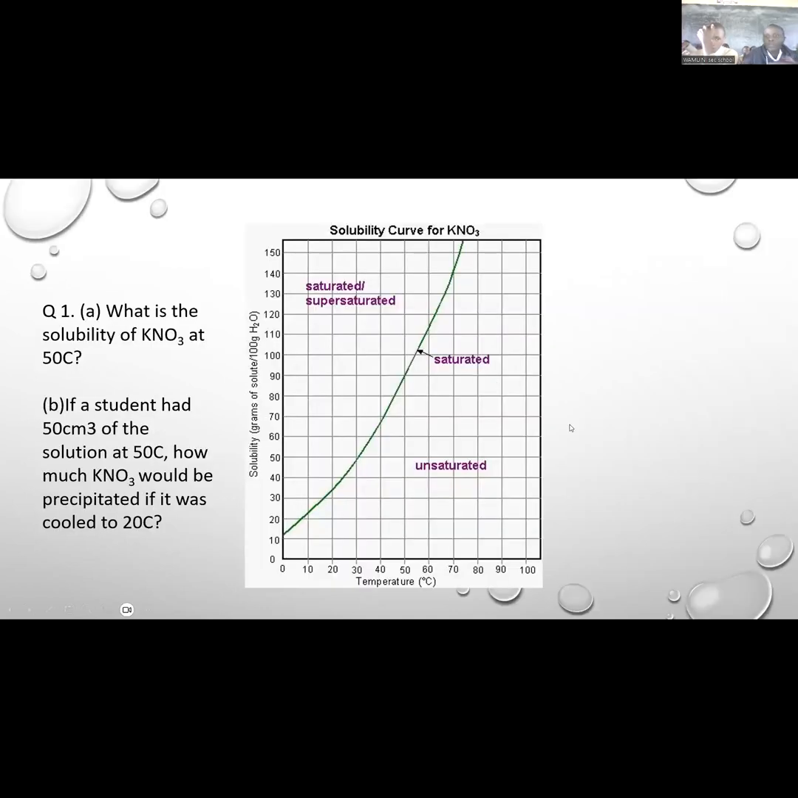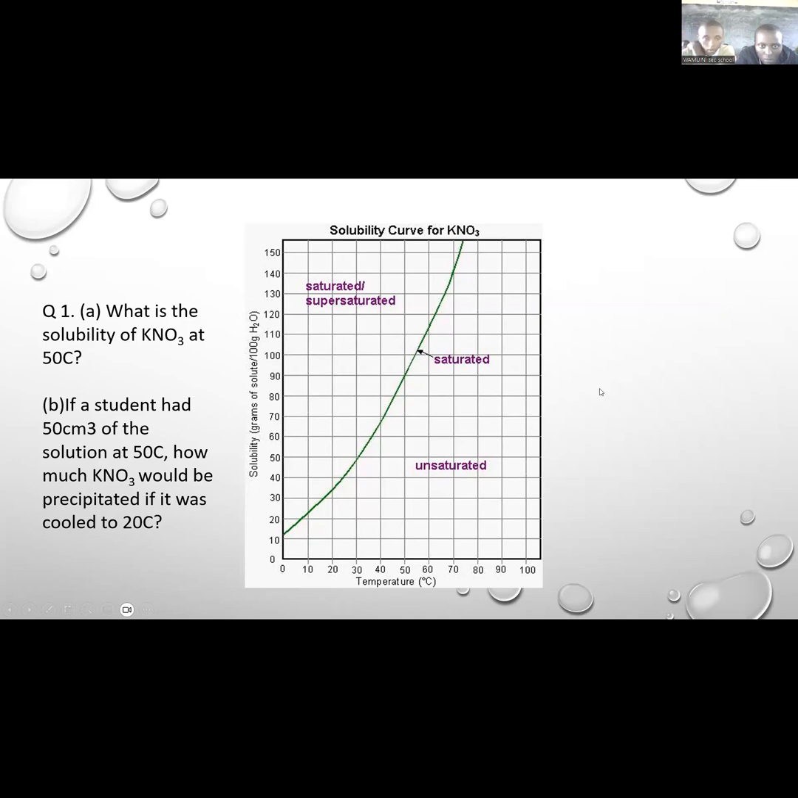Okay, here we go. So here's a question. What is the solubility of KNO3 at 50? We know what the answer is, but we'll show it. And then part B: if a student had 50 cubic centimeters of the solution at 50, how much would be precipitated if it was cooled to 20 instead of 50? So we'll look at this question.